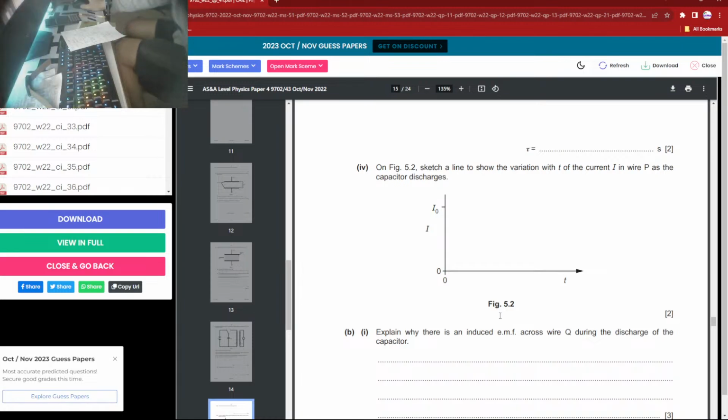On figure 5.2, sketch a line to show the variation with time of the current I in YP as the capacitor discharges. So for this one, when the capacitor discharges, the stored charge is being discharged, so the current is decreasing. So you know it's a negative gradient. It just matters whether it's a straight line or a curved line. You know that it will never decrease completely to zero, so you have an asymptotic line that never reaches zero. So it is a negative gradient.